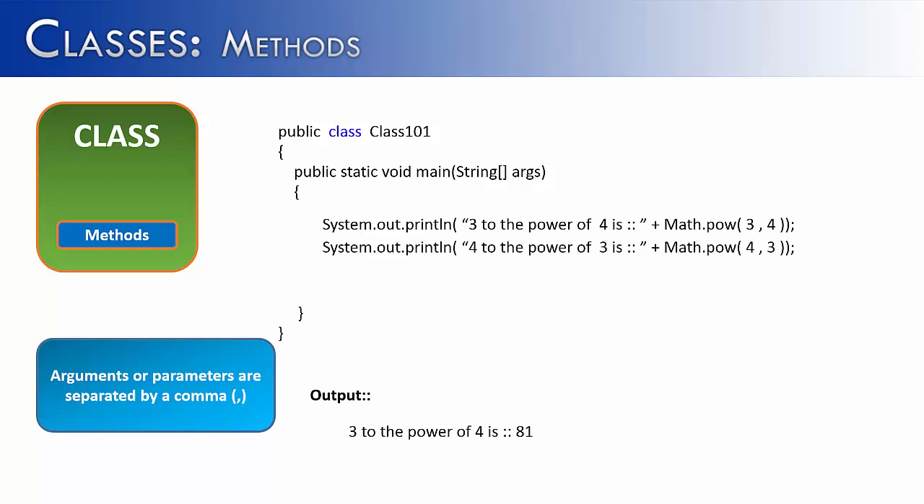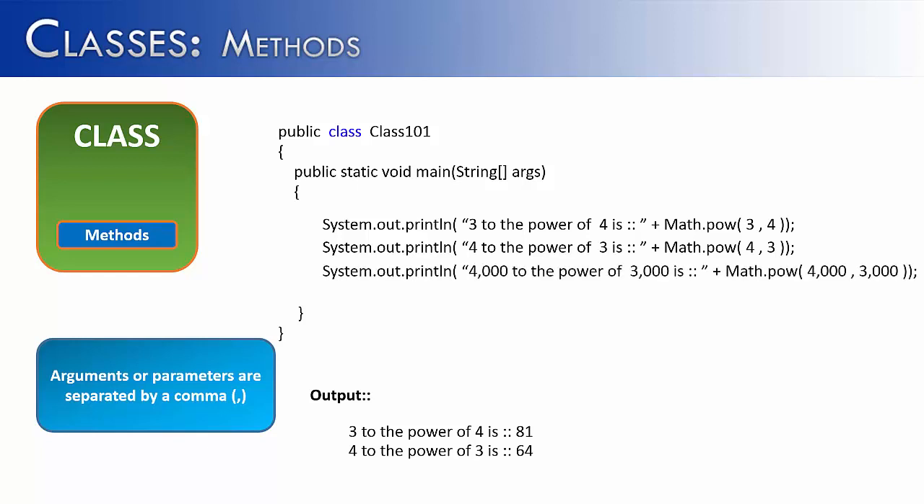In most cases, order does matter. We can see that instead of 3, 4, I did pow 4, 3. And so this would say 4 to the power of 3 is 64, giving us a different result. So the order in which we place the arguments is important to its result.